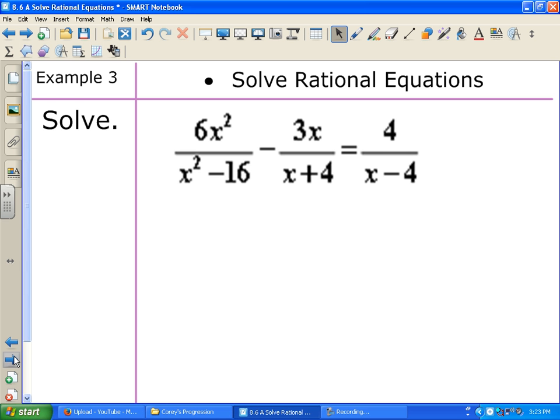It's not. 6x squared over x squared minus 16 minus 3 over x divided by x plus 4 equal to 4 over x minus 4. A lot of numbers there, Mr. Wood. Yeah, I know. What's the first thing I'm going to tell you to do before we multiply both sides by that common denominator? Probably factor first.